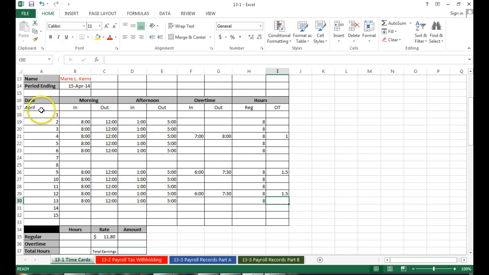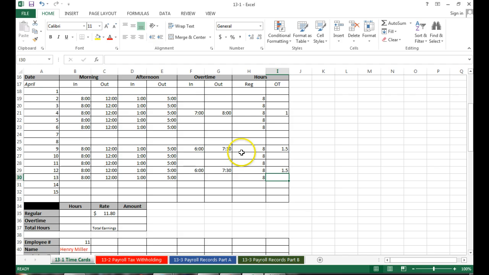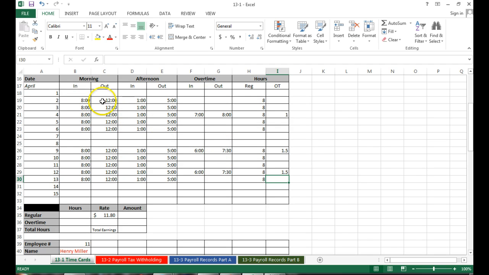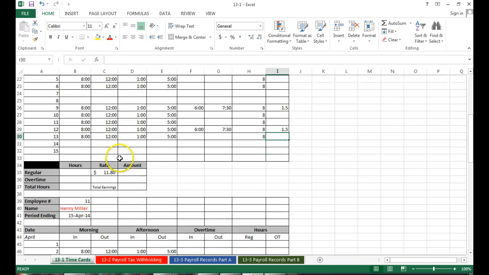This is what it would look like for the pay dates of April 1st through the 15th. These are the days that they worked, the times that they checked in and out, and how much overtime they had. We need to total those up. I didn't use a formula here because it would be difficult to put 12, the 12 o'clock minus 8 o'clock, etc. So just to make it simple, count them up yourself for this application.